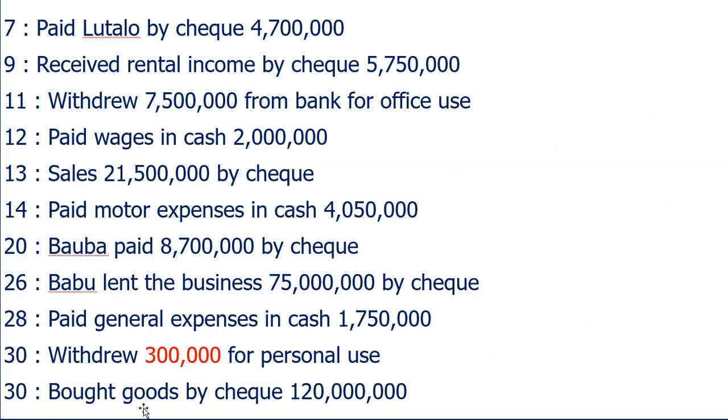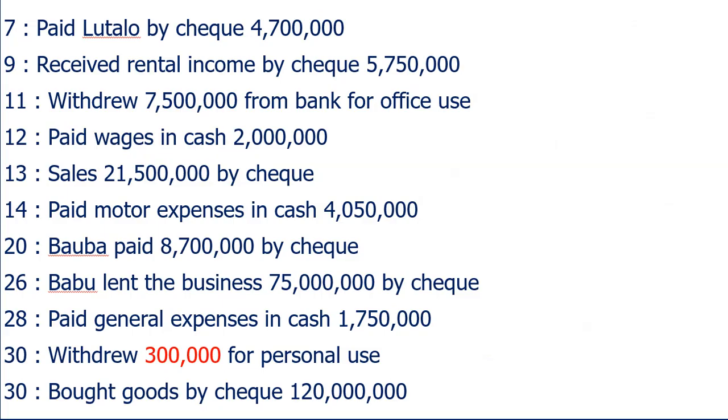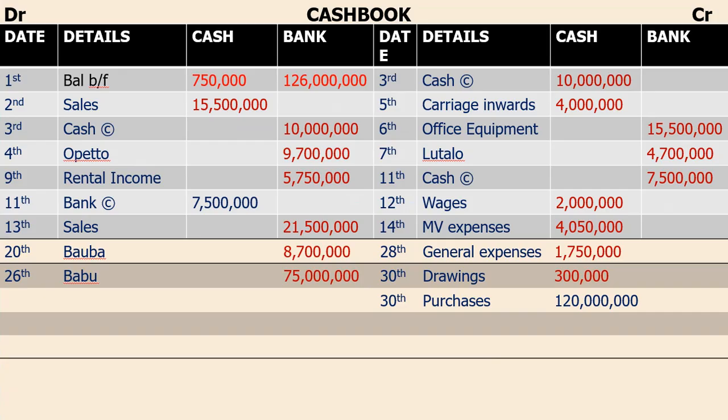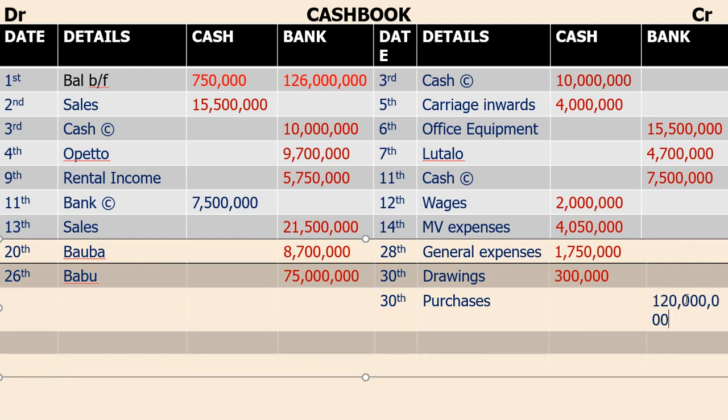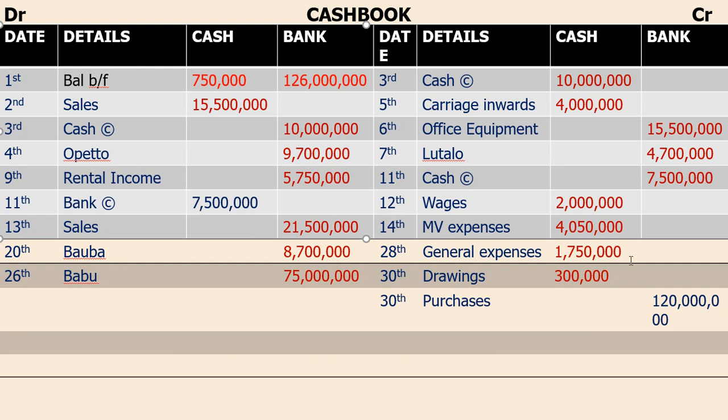Then lastly, bought goods by check 120 millions. We are buying purchases, you debit. They are saying by check. Therefore, we shall credit bank, not cash. It has been corrected to bank. So that is how it should look.